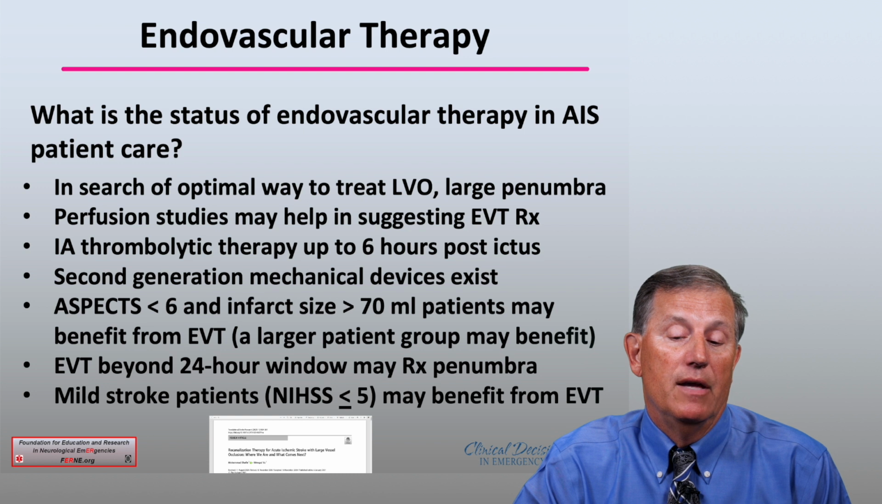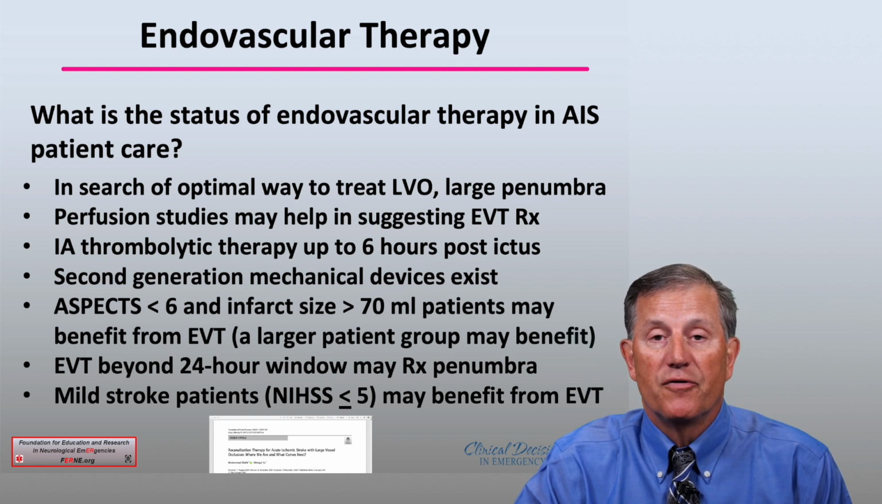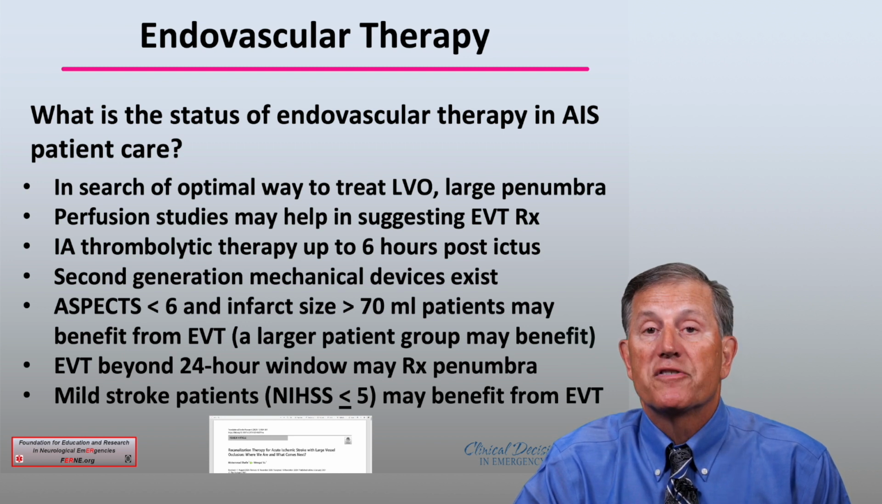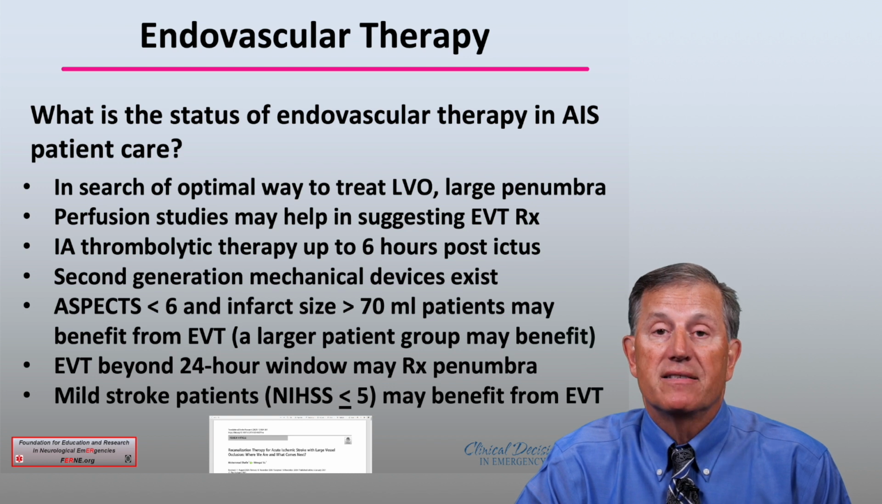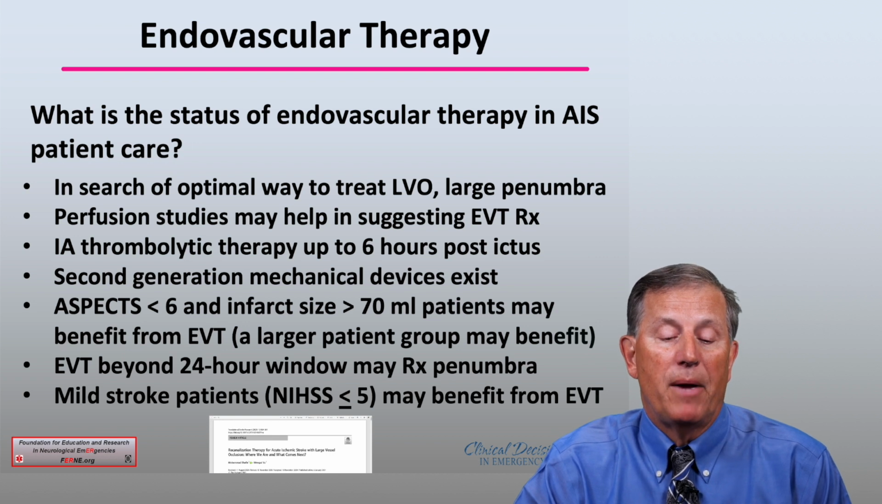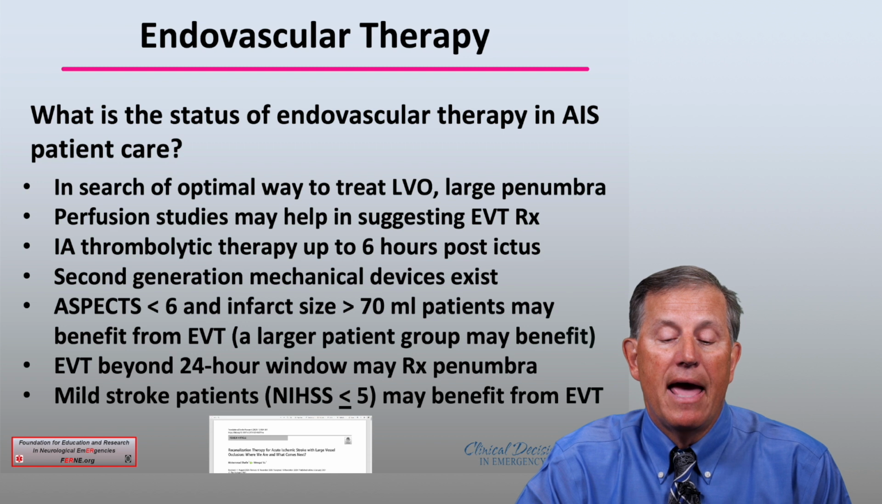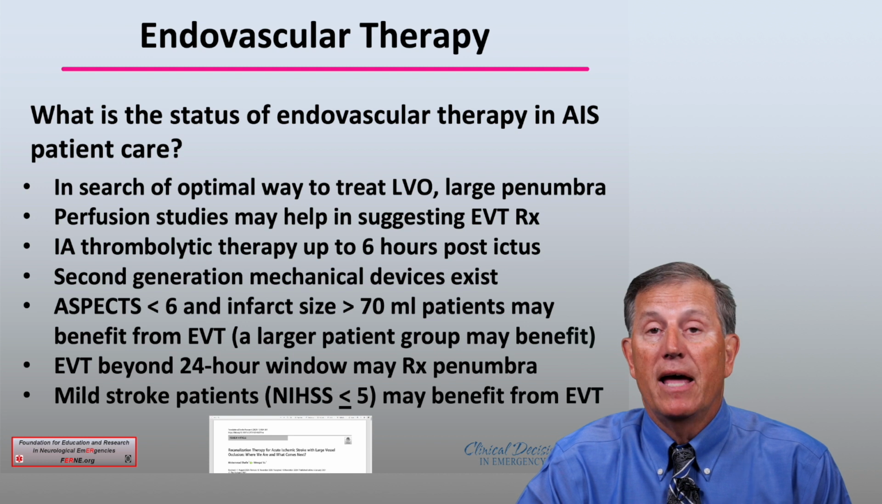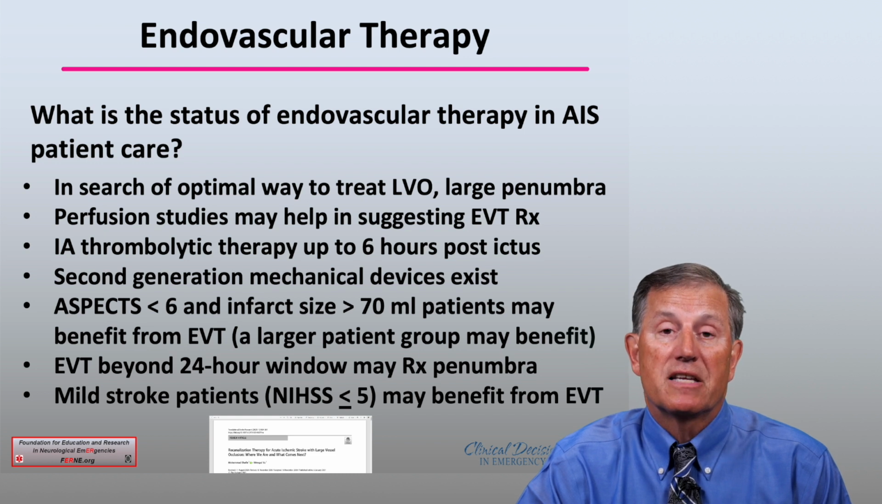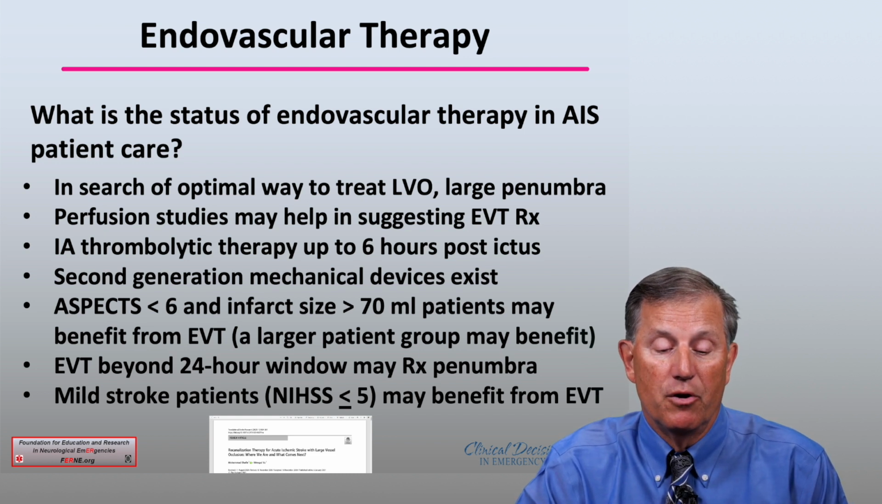We know EVT may be useful in part with the use of intra-arterial thrombolytic therapies. We know that there are second-generation devices, mechanical devices that exist that allow the clot to be removed successfully. We know in patients with an ASPECTS score less than 6 and an infarct size greater than 70 mLs, these patients may especially benefit from endovascular therapy, especially because they define a larger patient group. We know that EVT beyond 24 hours may be beneficial in treating the ischemic penumbra, especially when considering posterior stroke.